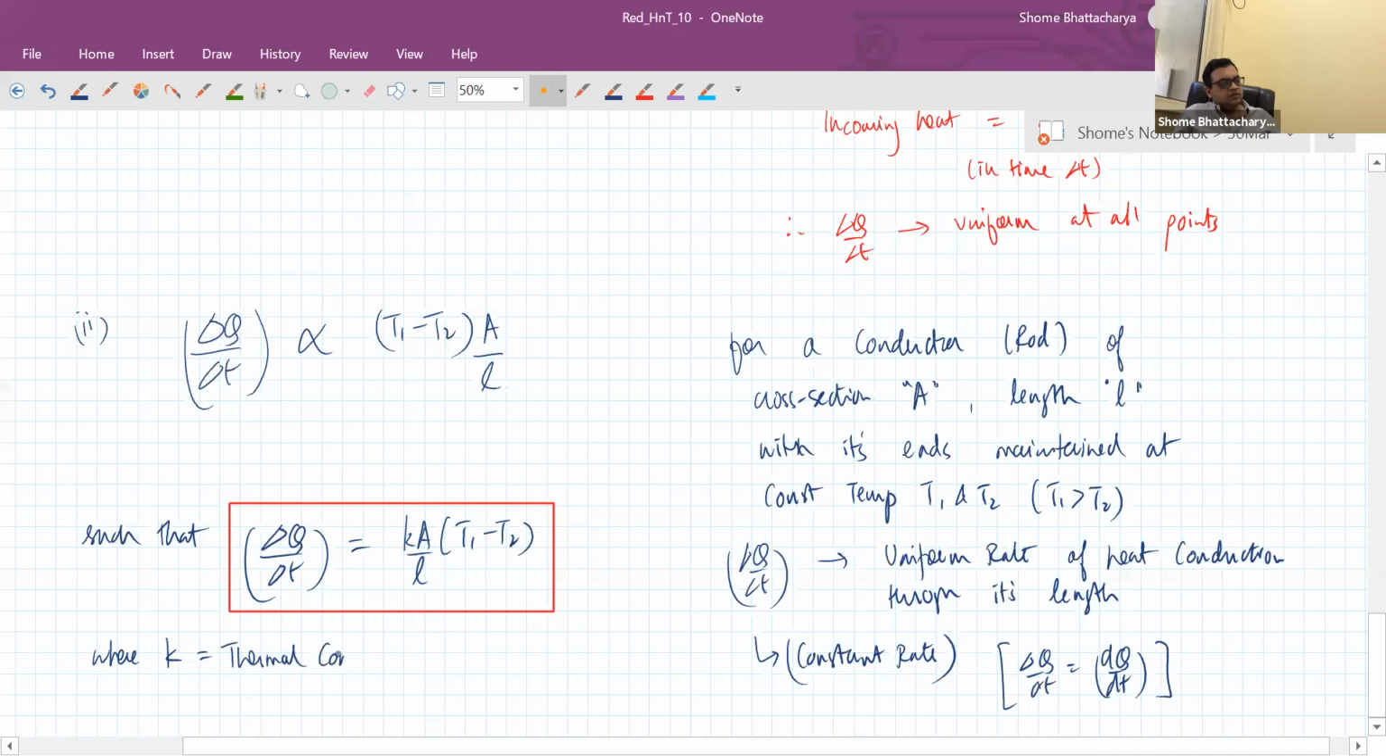This is the thermal conductivity of the material of the rod. Okay. It is expressed in watts per meter Kelvin or joules per meter second Kelvin.